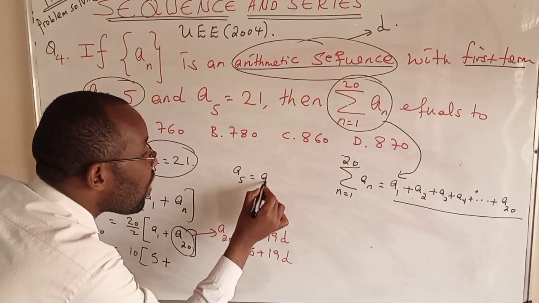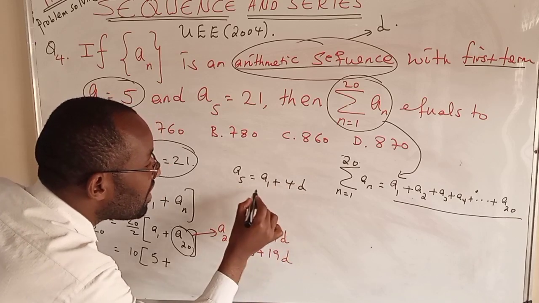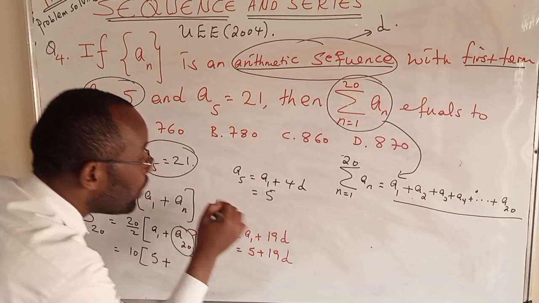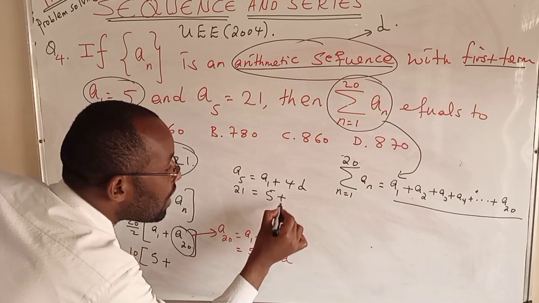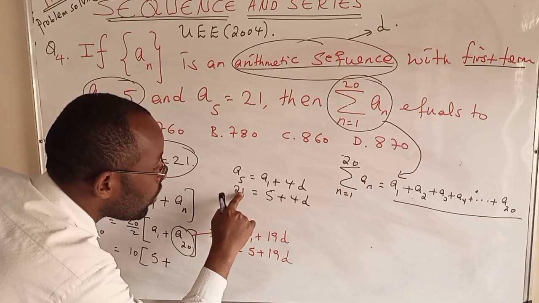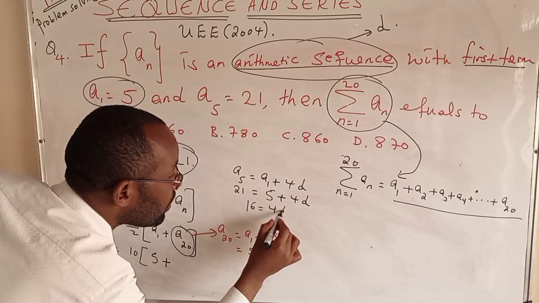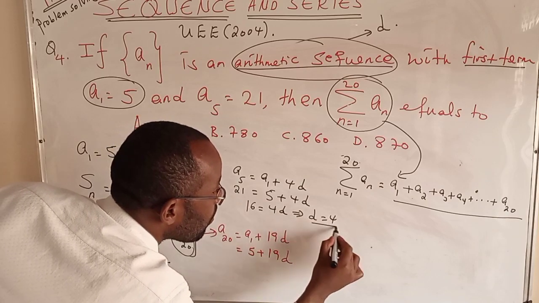a5 means a1, which is the first term, plus how many common differences? 4d. We know a1, which is 5, we know a5, the fifth term, which is 21, so I can calculate the common difference 4d. Now bring this one here. 21 minus 5 will be 16, which is equal to 4d. Now dividing both sides by 4 will give us the common difference 4.